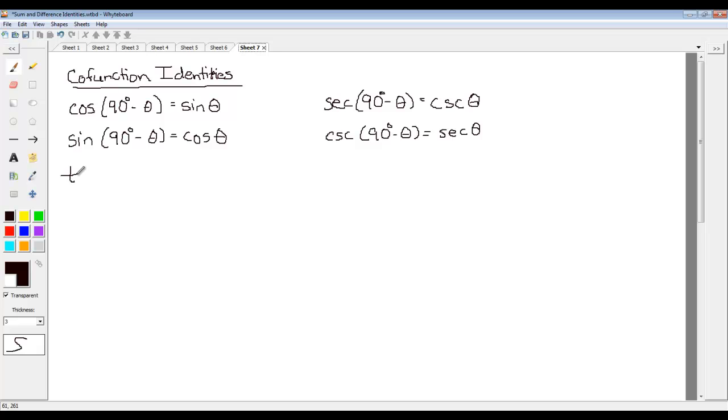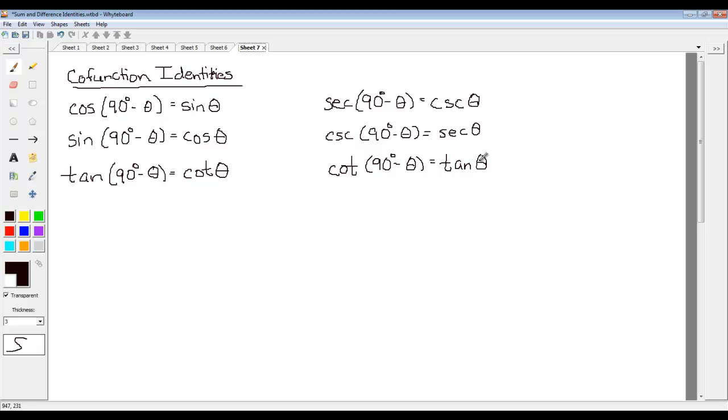Turns out too, if you do tangent of 90 degrees minus theta, go ahead and use the tangent formula we just derived, and that will work out to cotangent theta. But then its reciprocal, cotangent, you can work it as well, and that's tangent. So just some relationships that are good to remember. They might come in useful.